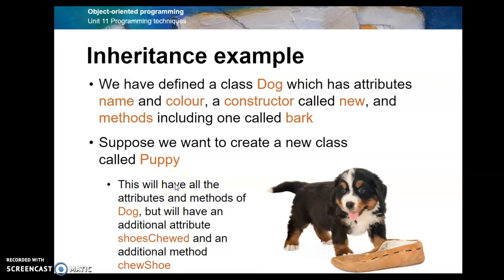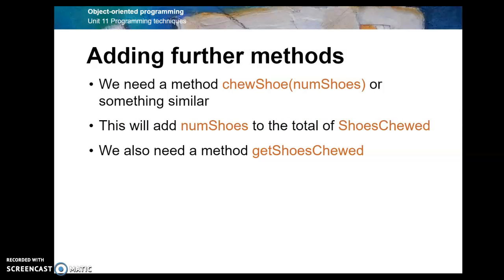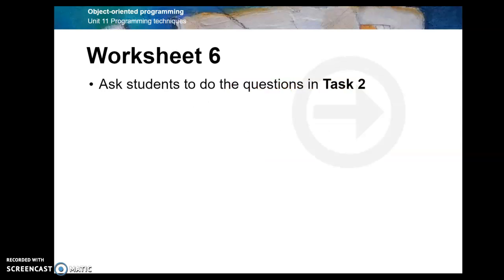Like the dog has got a name, a color, and a constructor which is setting the new value, that is exactly the same. Okay, so you can also add some further methods to the class puppy, which is fine. I will give you further examples as well. Let's go through this. I would ask you to do task 2 now. You can pause the video and carry on with task 2. As before, try to do the programming in both Python and in Java.